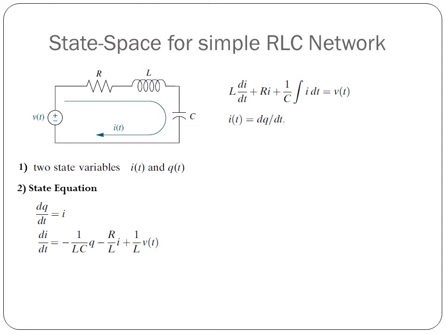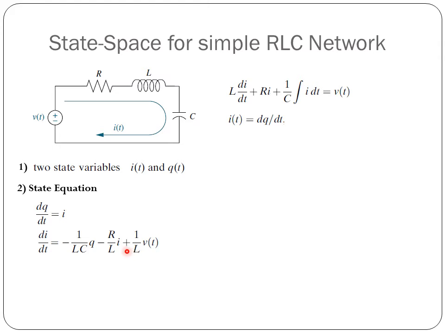For di by dt, we can write the equation using this KVL. So di by dt is equal to 1 by L, and everything can be shifted to the right side. What we will have is 1 by LC Q, because integration of I is nothing but Q, minus R by L into I, plus 1 by L into V. So we just rewrite this equation into this format.